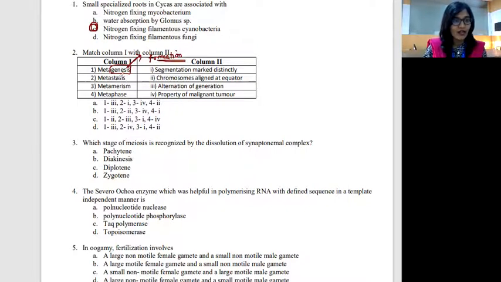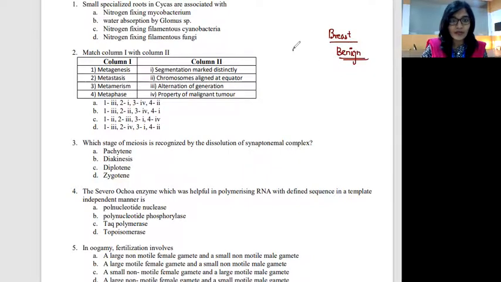So metagenesis, you have to remember. And then metastasis. Metastasis is a condition which takes place in the cancerous cell. Let me take an example. Suppose a person is suffering from breast tumor. If the tumor is localized only in the breast area, we say it is a benign tumor. It would not spread from one location to another location.